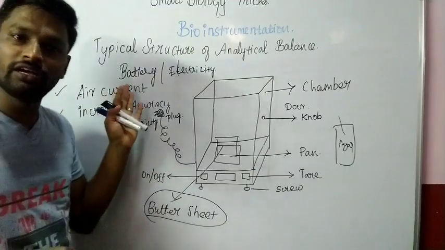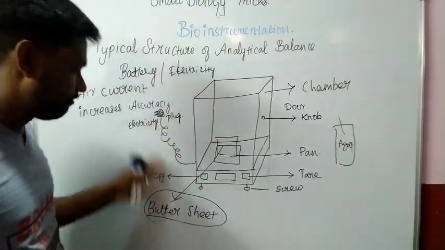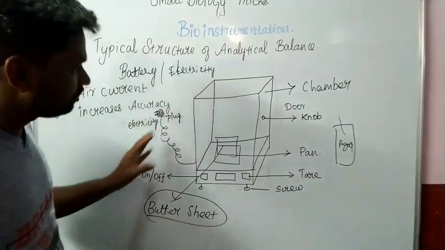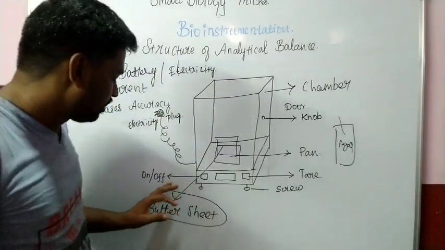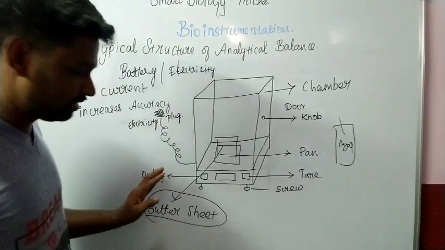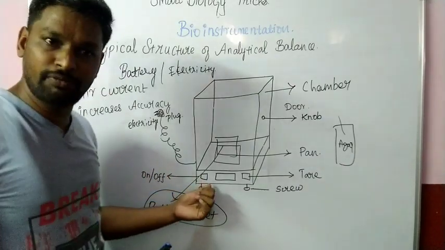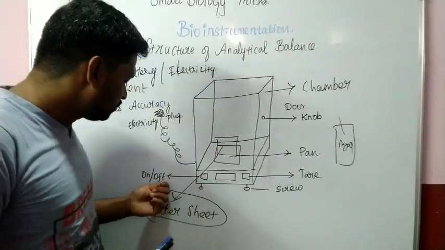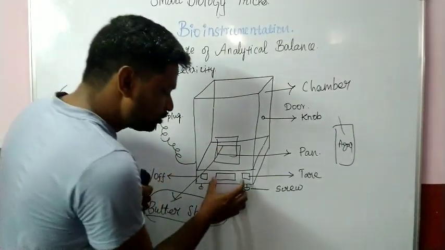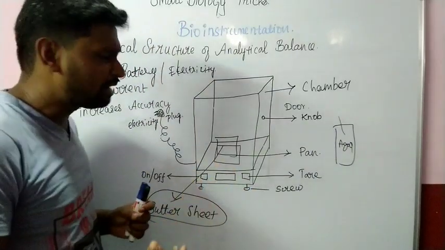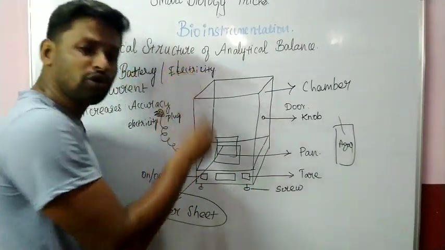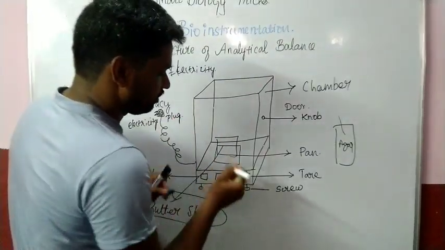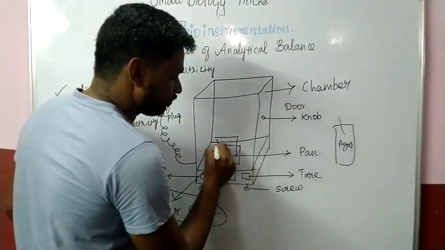So with the help of electricity only, this instrument is functioning. And then after you switch on the plug, in the instrument you will have another switch called the on-off button. A single button is there. With the help of this button you can switch on the electronic balance. Once you switch on the balance, the instrument will start measuring the object which you are going to load on the pan. So here this area is called the pan.